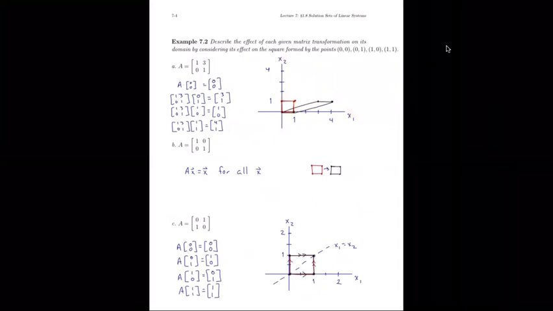And so off to the side, I did this matrix multiplication for this given matrix right here. A times 0, 0 gave us the 0 vector, 0, 0 once again.